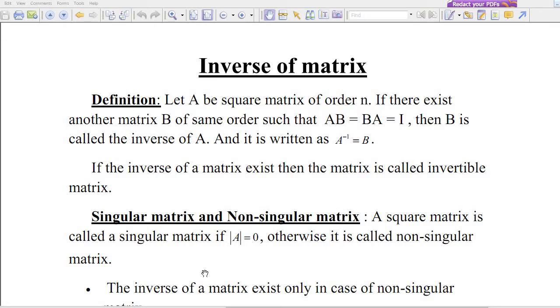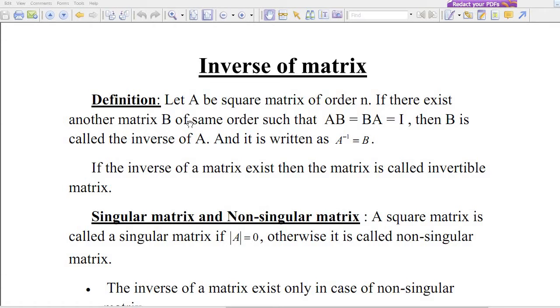In our last classes we discussed some basic concepts of matrix. Today we are going to discuss how we can find the inverse of a matrix. At first we have to know what the inverse of a matrix is.